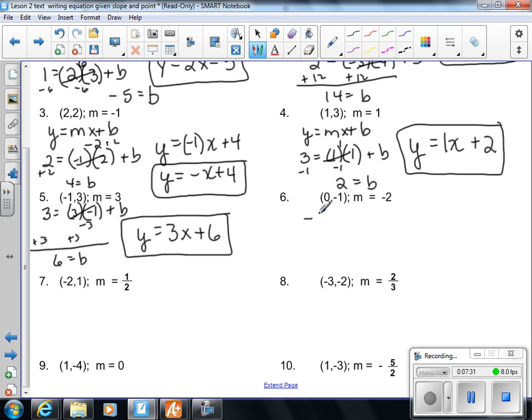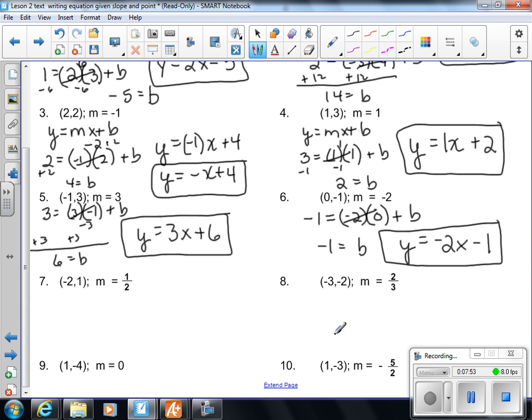All right, the next one, your y coordinate is a negative 1 equals, slope is negative 2 times 0 plus b. So I get 0 here, so what is your b? Negative 1. Y equals negative 2x minus 1 is your equation.